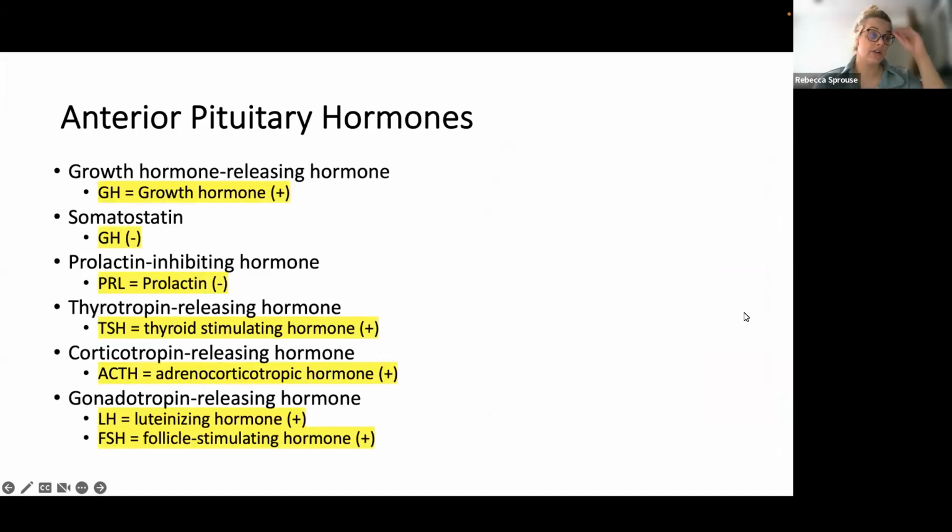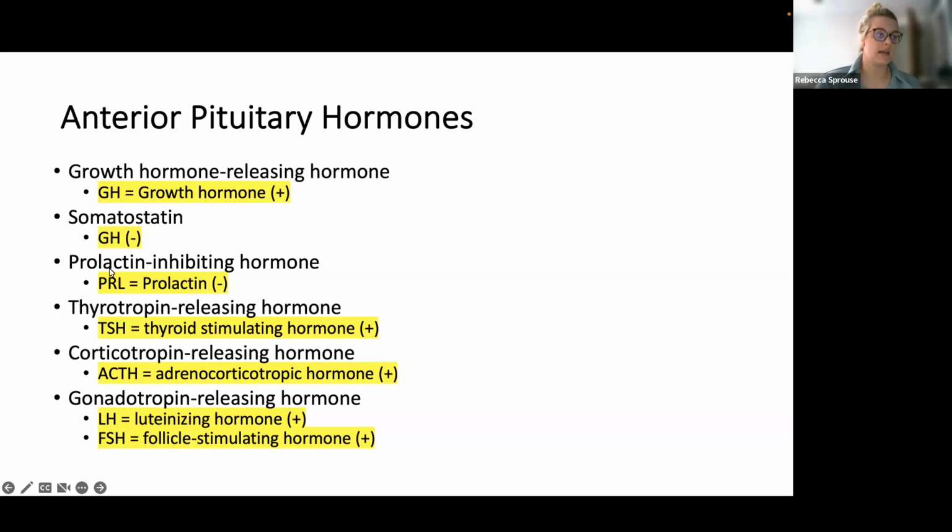Here are the anterior pituitary hormones in yellow. And then I started with the hypothalamic hormones. So the hypothalamus always stimulates the anterior pituitary. So here's your partners, right? So the hypothalamus releases growth hormone releasing hormone. Well, that has to do with growth hormone, right? And the actual growth hormone is released by the anterior pituitary. Somatostatin is going to be an inhibitory hormone. So a statin is always inhibiting, and that actually inhibits growth hormone.